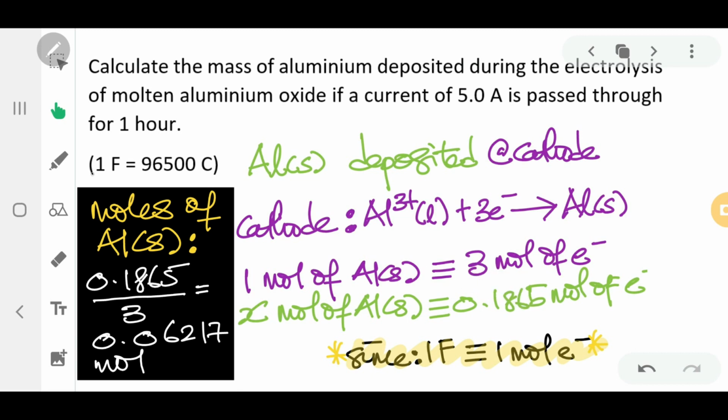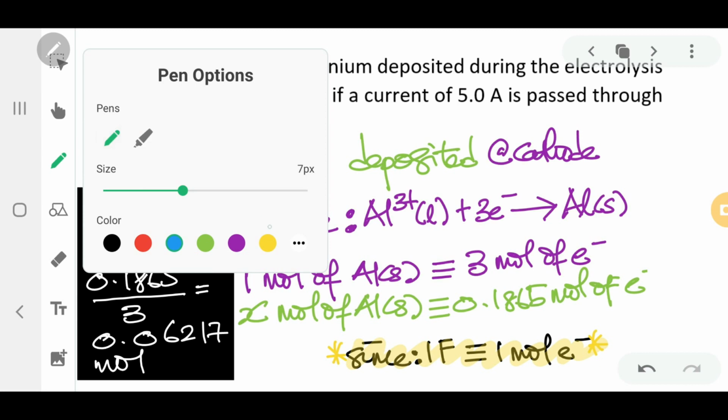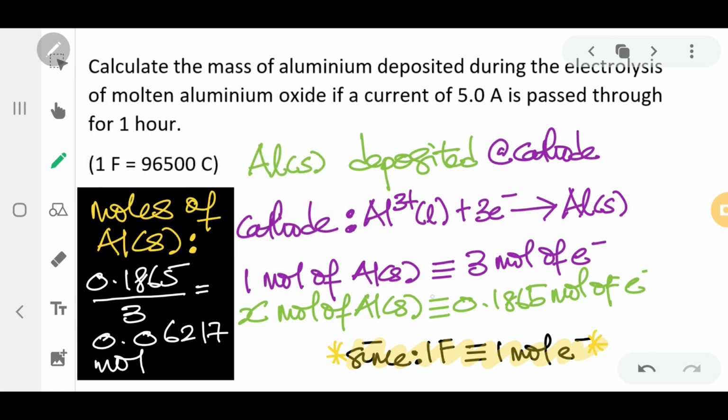0.1865 divided by 3. So this is just a very simple cross multiplication. So you're going to find this one. You're going to do that is times, and when you go up there, that is going to be dividing. Then you get this, and therefore, this is the number of mole of aluminium solid being deposited in the electrolysis.